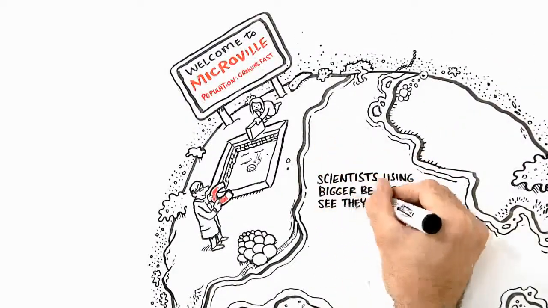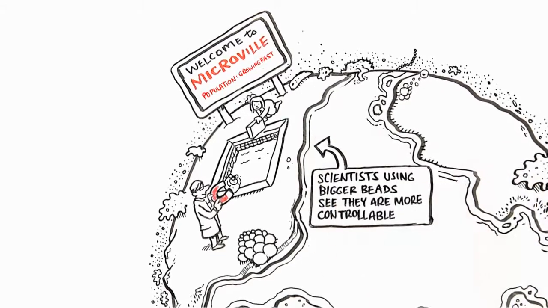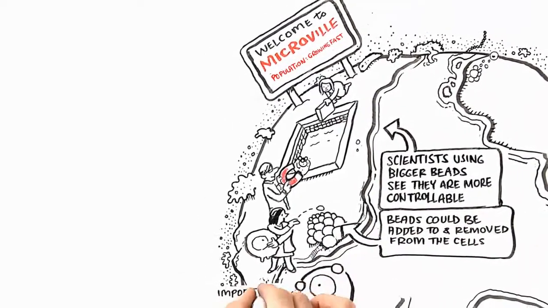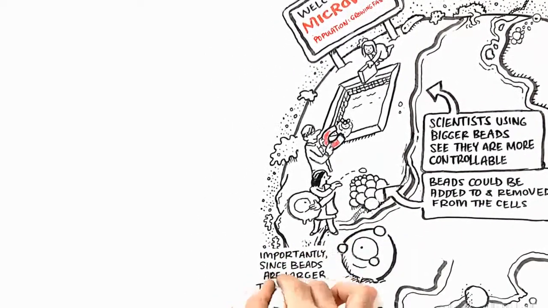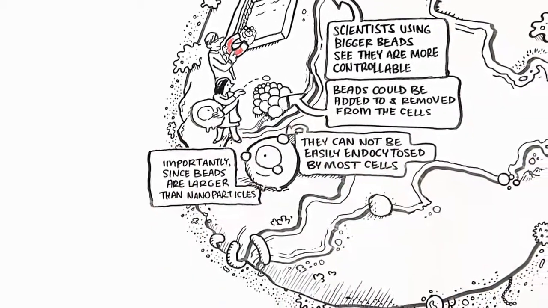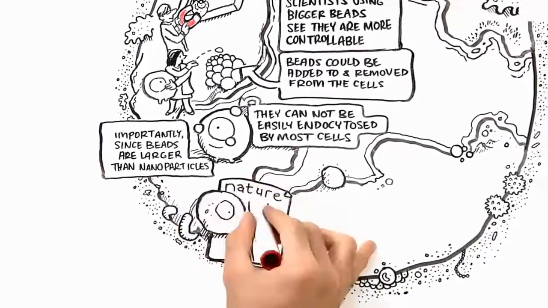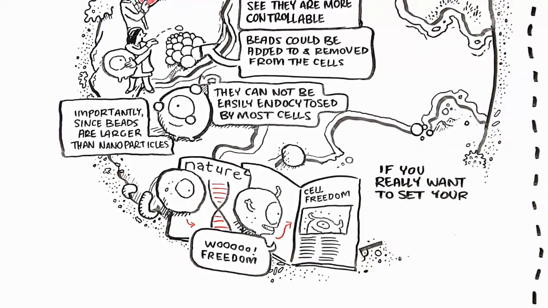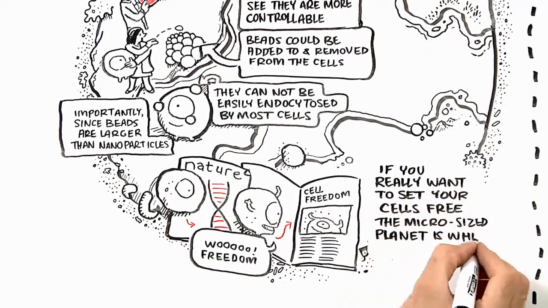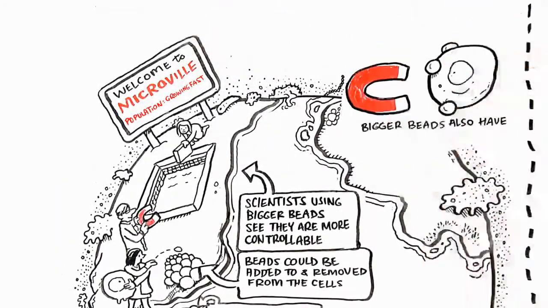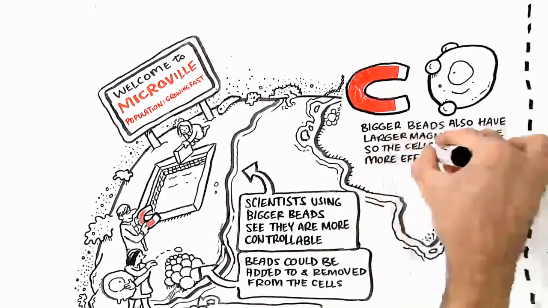Back on the micro-sized planet, scientists using bigger beads see that they are more controllable. The beads could be added to and removed from the cells. Importantly, since the beads are larger than nanoparticles, they cannot easily be endocytosed by most cells. And if you want to isolate cells that are particle or bead free, if you really want to set your cells free, then the micro-sized planet is where you want to live. The bigger beads also have larger magnetic force, so the cells can be isolated more efficiently.